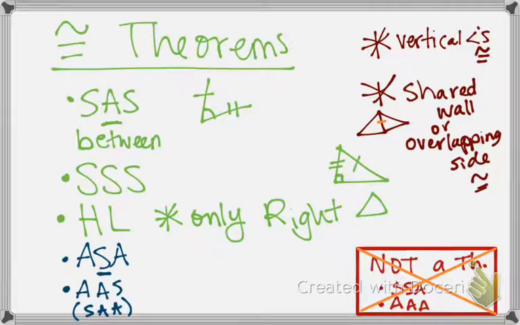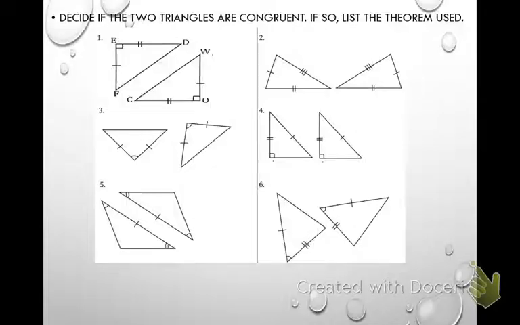Okay? You, I'm pretty sure on your quiz, actually have to list the theorems. So make sure you know them. Side, angle, side; side, side, side; hypotenuse leg; angle, side, angle; angle, angle, side. Okay? So I'm going to move to the next screen, if that's all right with you. We're going to decide if the 2 triangles are congruent. So we're going to have a yes or a no. And then, if so, list the theorem.